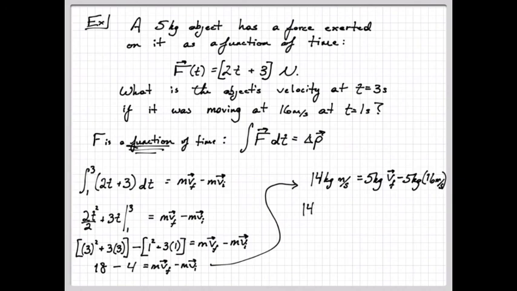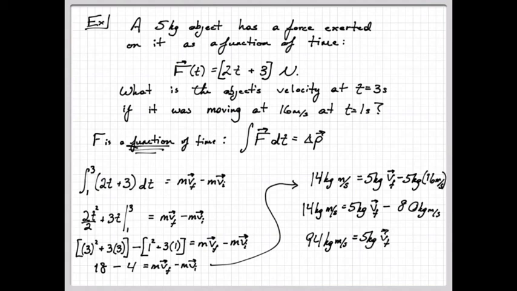Okay, so we're going to crunch through some algebra here. 5 kilograms vf minus 5 times 16, which will be 80 kilogram meters per second. Bring the 80 to the other side. So we have 94 kilogram meters per second is equal to 5 kilograms times the final velocity. So our final velocity will be 94 divided by 5, which is right around 19 meters per second.